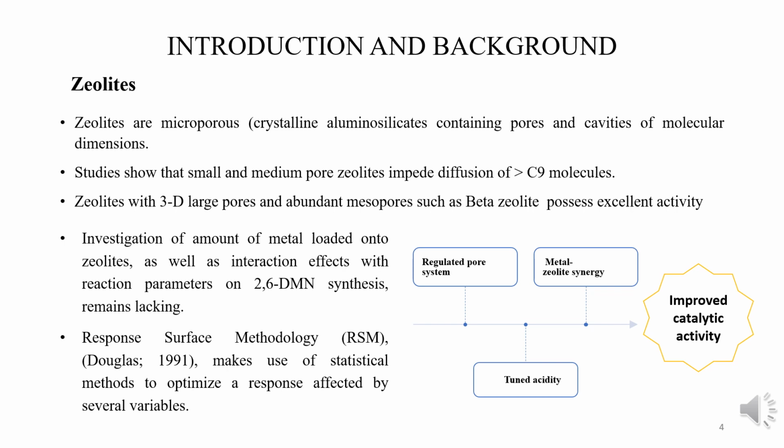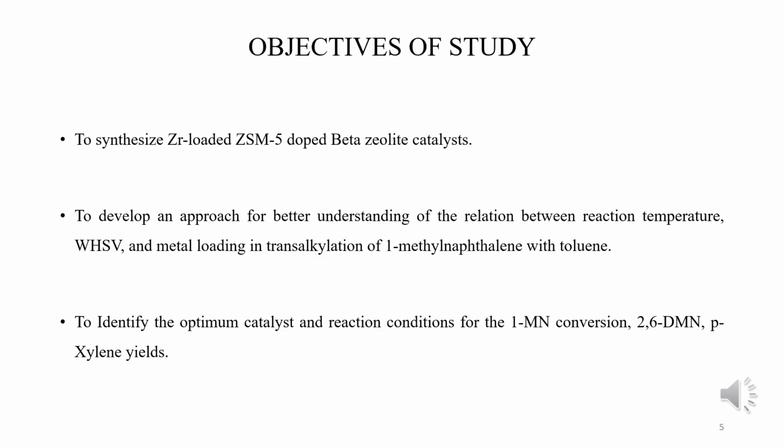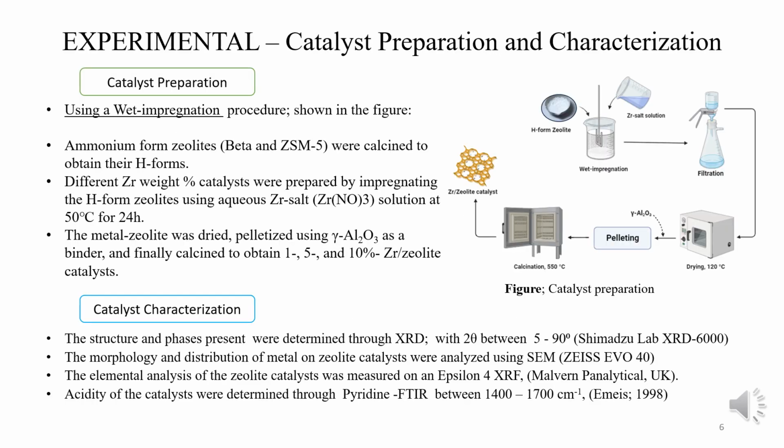To optimize our processes, we would employ response surface methodology, a statistical approach which is a less explored aspect in the literature. As part of the objectives, we sought to synthesize zirconium-loaded ZSM-5 doped beta zeolite catalysts to establish the foundation of our catalytic process. Secondly, we sought to understand the relationship between reaction temperature, weight hourly space velocity, and metal loading in the transalkylation of 1-methyl naphthalene with toluene. Finally, we sought to identify optimal catalyst and reaction conditions for maximizing 1-methyl naphthalene conversion as well as 2,6-dimethyl naphthalene and p-xylene yields.